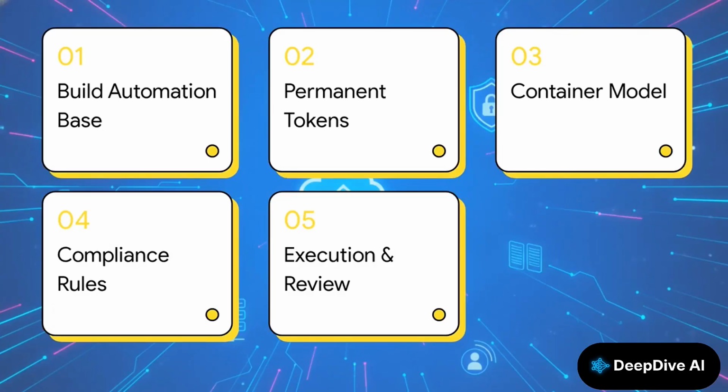We've got 5 core mission objectives on the docket today. 1. Building your automation base. 2. Unlocking permanent access tokens. 3. The container publishing model. 4. Mastering Meta compliance rules. And 5. Execution and app review.